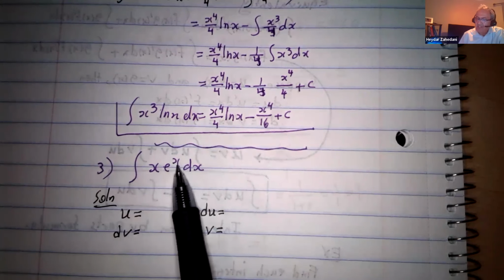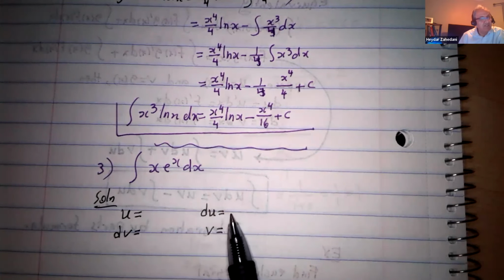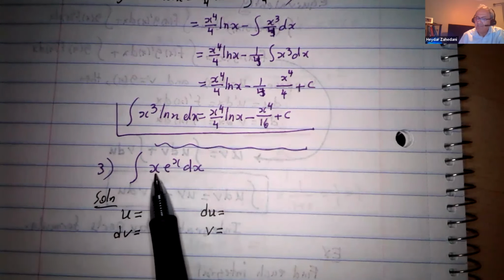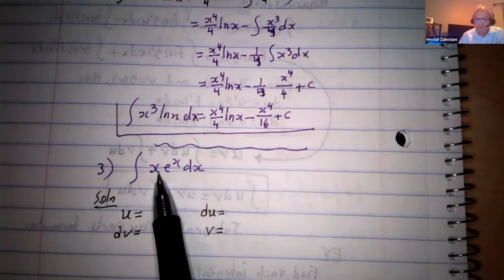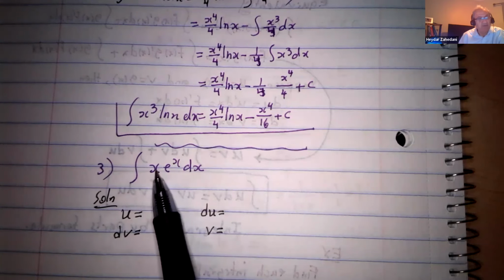You see, e to the x is an easy function to handle. So if you take it to be u, the derivative would be just e to the x. If you take it to be dv, it is the same thing. So that would be an option. But how about the x? If you take the x to be dv, when you integrate it, the result would be x squared. It's more difficult to handle because you increase the power.